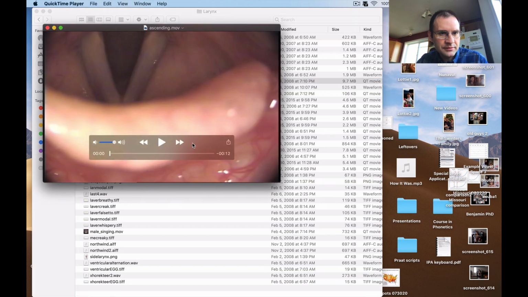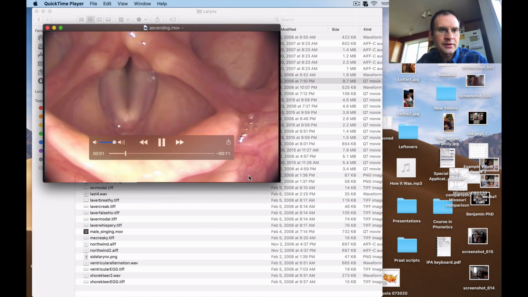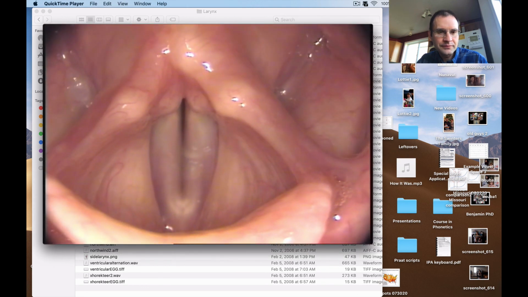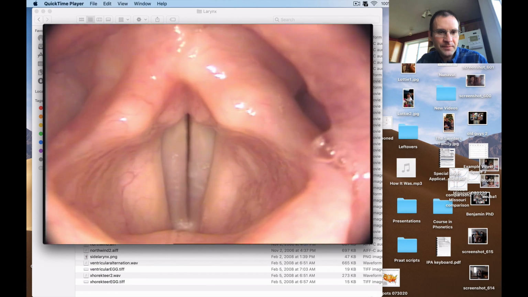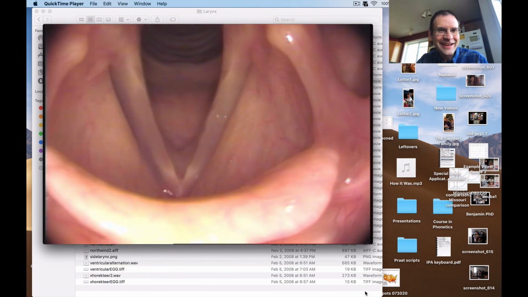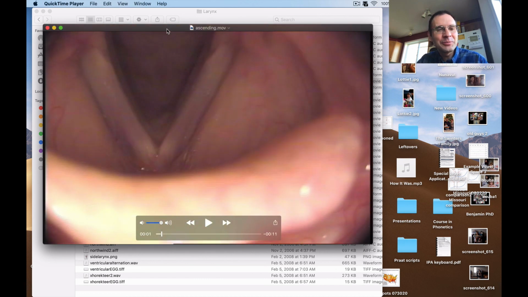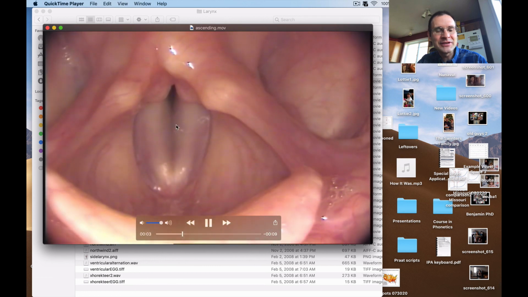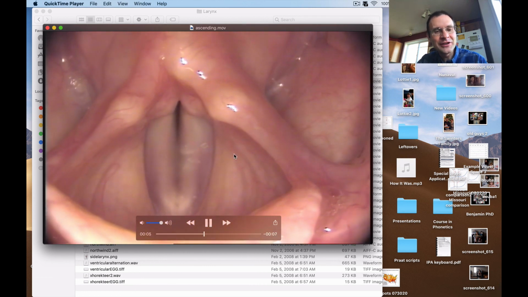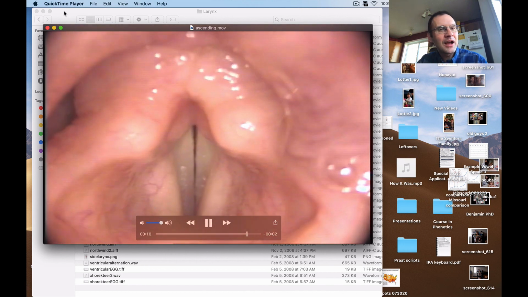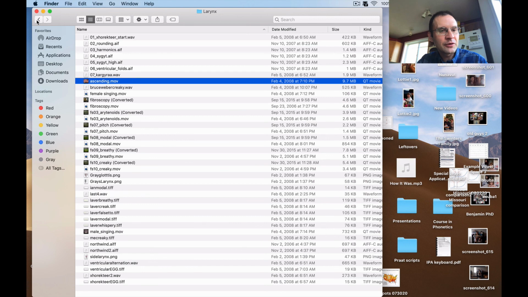Let's try this one. Okay, there you go, breathing in. So that's vocal folds open. She's taking a breath in to start singing or speaking. This one's nice because you can kind of see the buzzing, the vibration of the vocal folds as she goes up her pitch scale there. I'm going to show you one more. That's just basically how the vocal folds work.